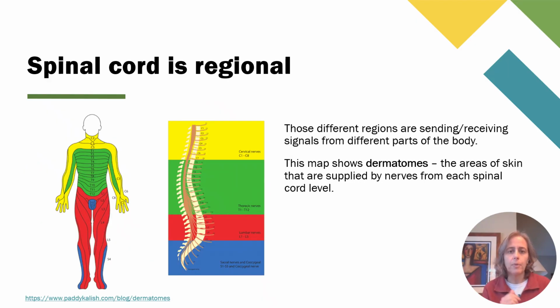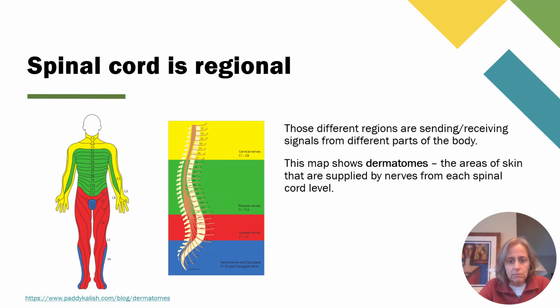And just like the brain is regionalized, so different parts of the brain do different things, the spinal cord is also regionally organized. So the upper levels of the spinal cord are the ones that have neurons and axons that are going to go to upper parts of the body, and the middle parts of the spinal cord are sending signals to the middle or receiving signals from the middle part of the body, and then so on and so forth. So what we're looking at here is something called a dermatome, and it's showing us the sensory map for where those sensory axons then are going into the spinal cord.